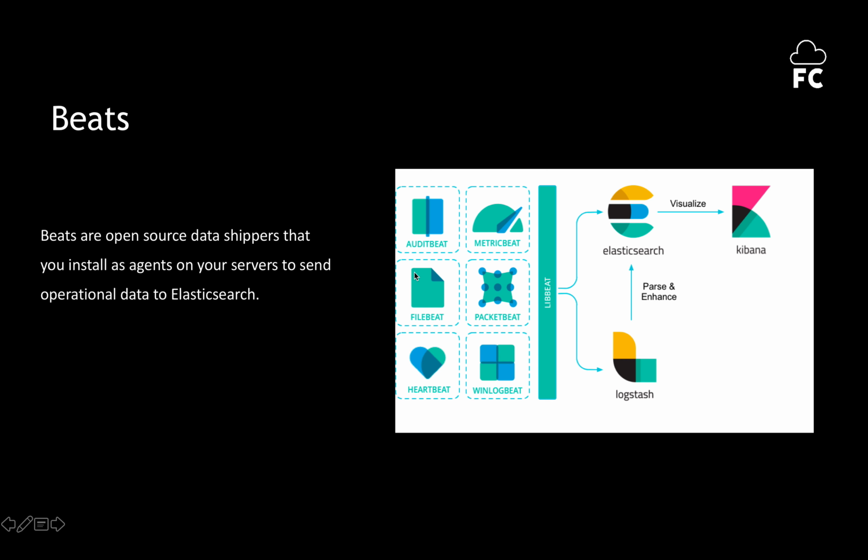There are a lot of Beats, as you can see here. There's Filebeat, which reads all the file logs. Then there's Packetbeat, which reads your packet data, that is network data, and sends it. And then there is Heartbeat, which is a kind of uptime monitor. There are also a lot of community Beats that you can use to extend Elasticsearch. So all these Beats are log shippers.